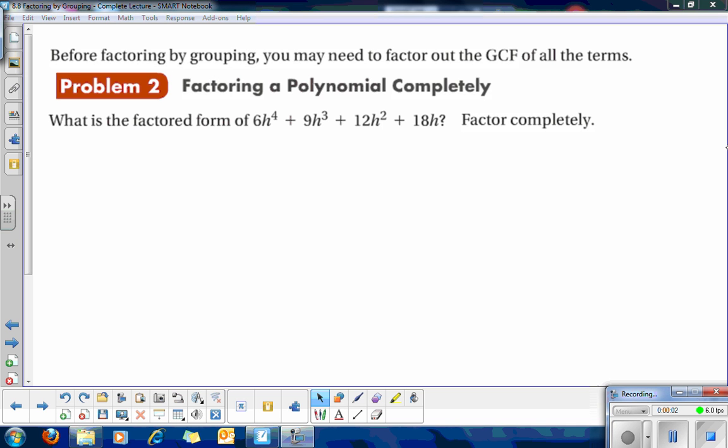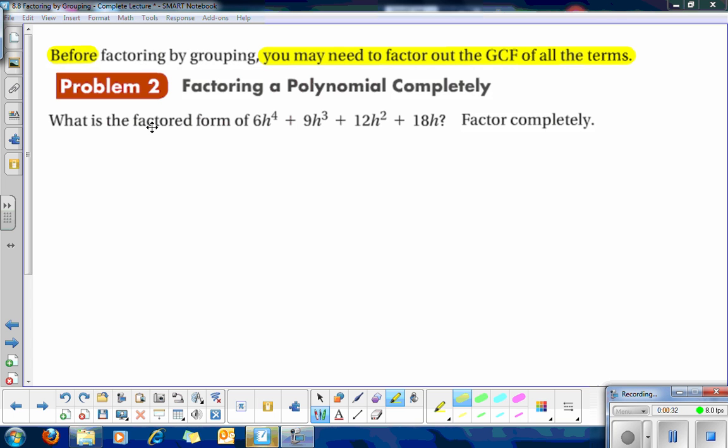Now, just like in section 8-7, sometimes when we are factoring polynomials, we need to factor out the greatest common factor out of all the terms. And to make your life easier, I'm going to tell you this: do the factoring out of the common factor at the beginning. Don't wait until the end, because it'll just make things a little more confusing. It makes things simpler when you factor out the GCF at the beginning, okay?